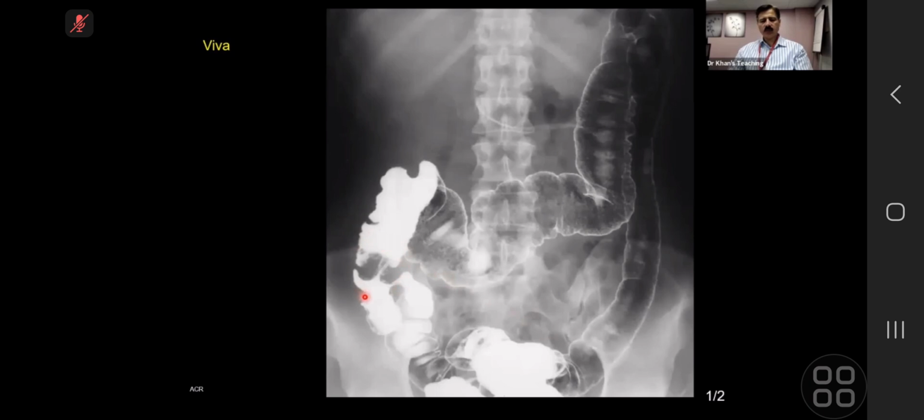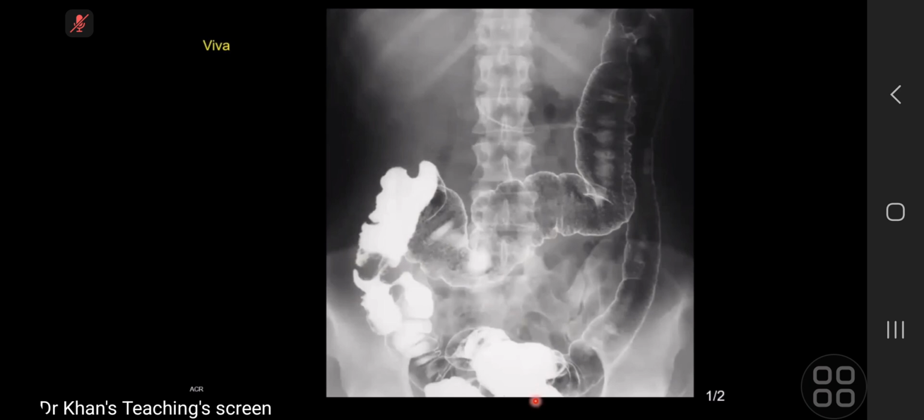On a subsequent film it became absolutely normal. So this was a spasm which got clear. So I am not interested here. Can you tell me what is happening in the transverse colon, for example? The transverse colon is a bit dilated. However, in the background I can see multiple tiny filling defects. So multiple polyps are noted in the transverse colon.